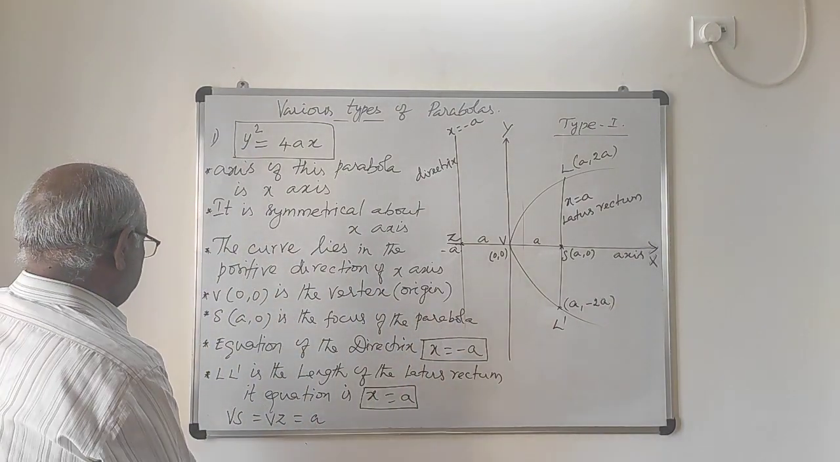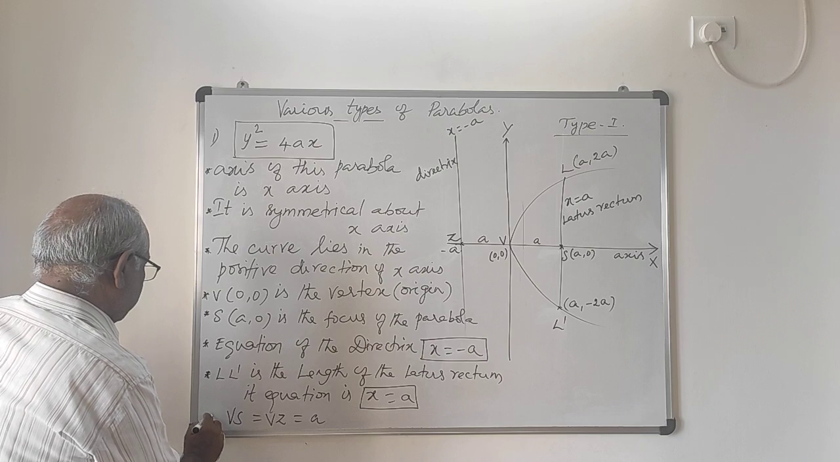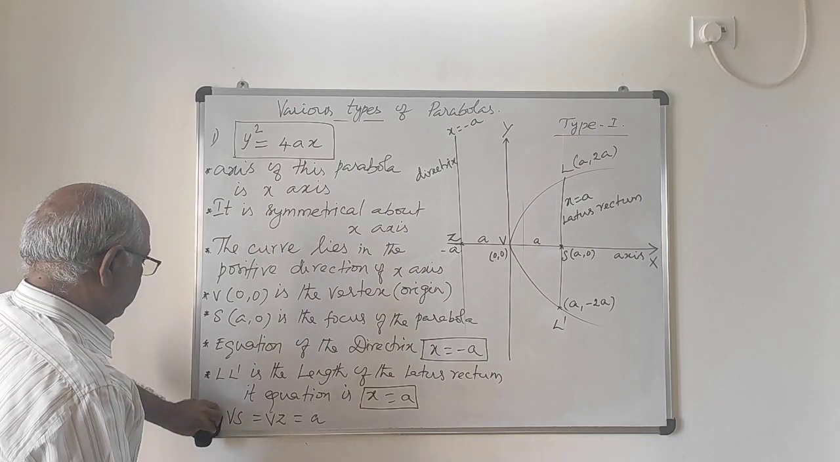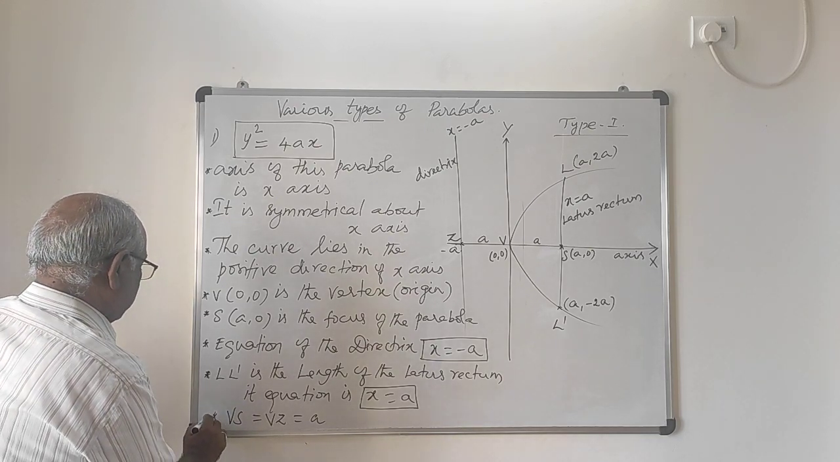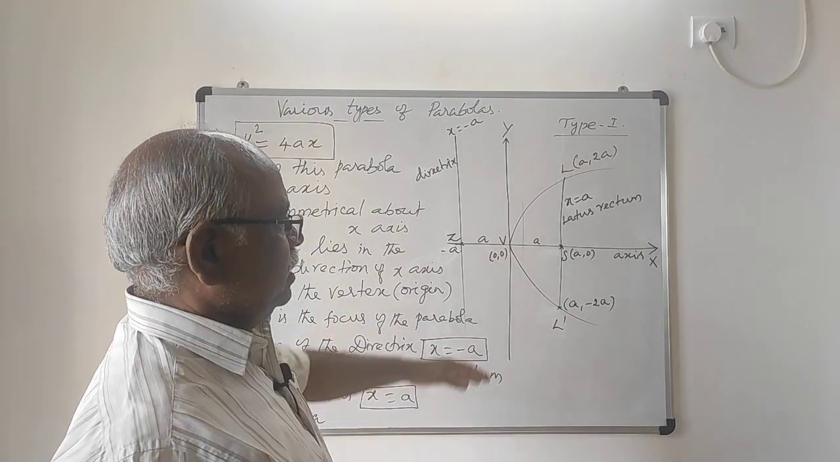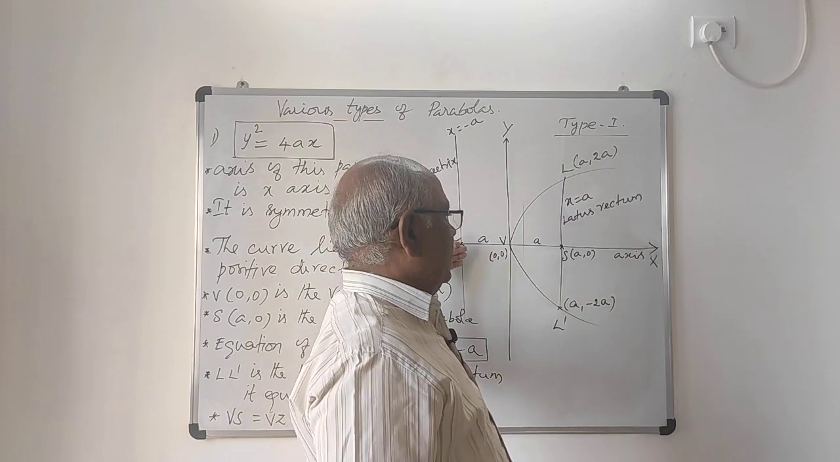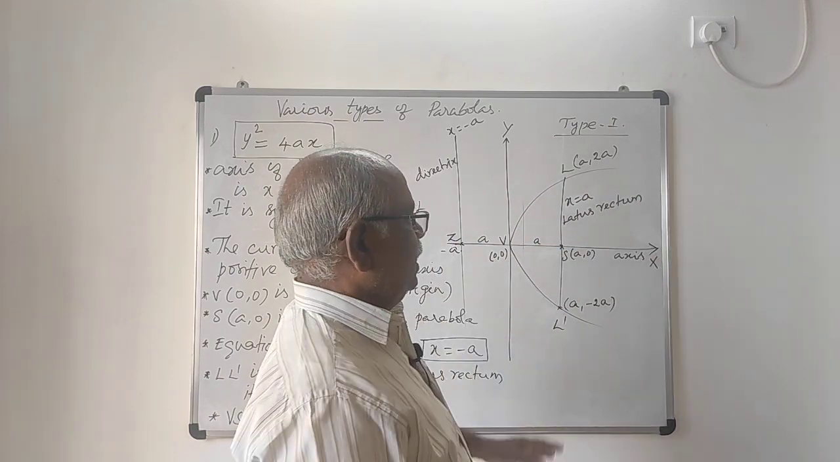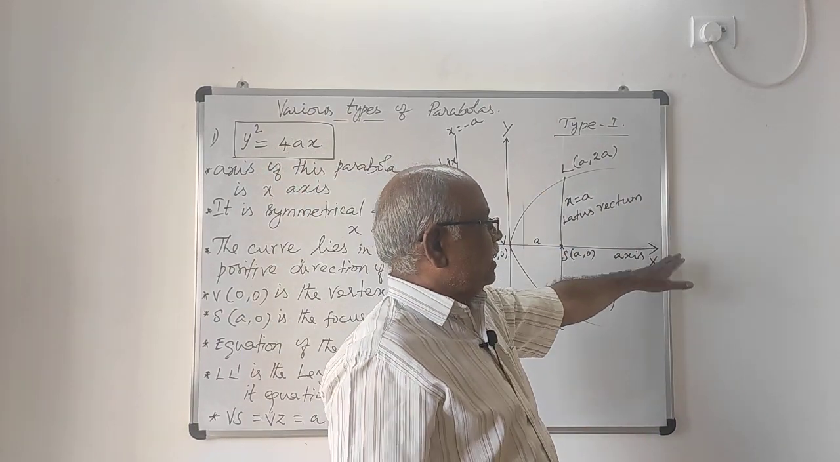So we have seen all these things. These are the results for this first type parabola, y square equal to 4ax. It is symmetric about the x-axis. The axis of the parabola is the x-axis. The curve lies exactly in the positive direction of the x-axis.